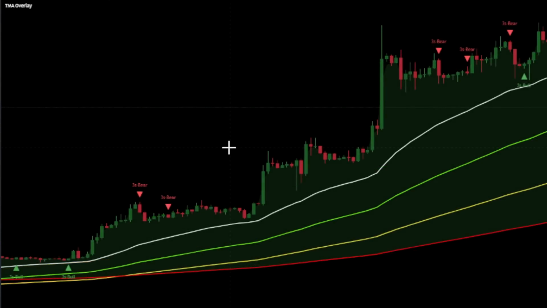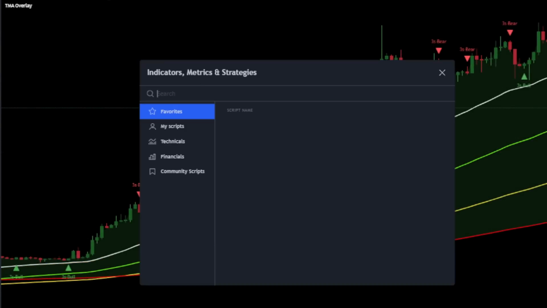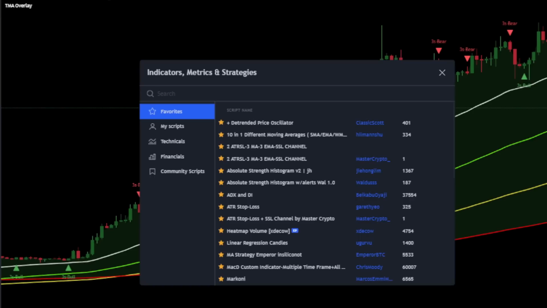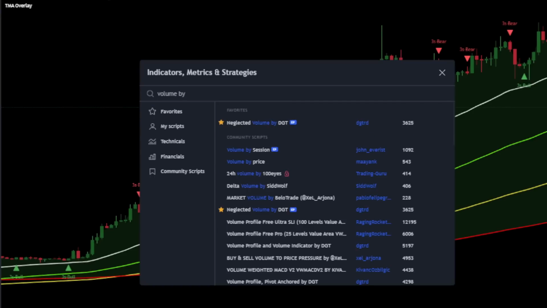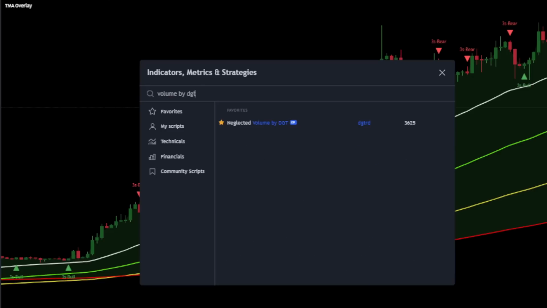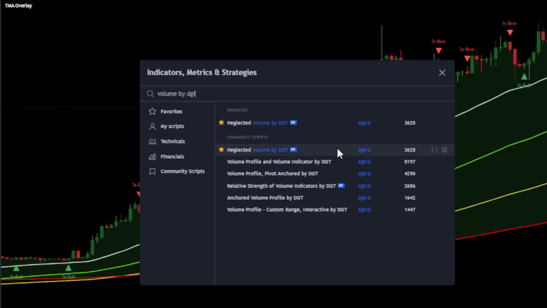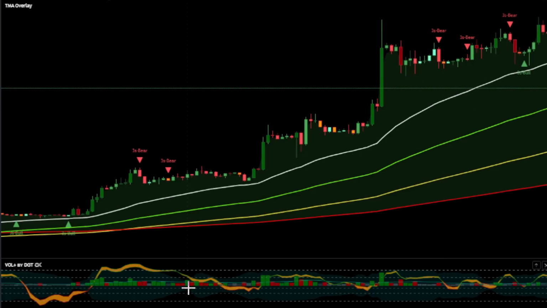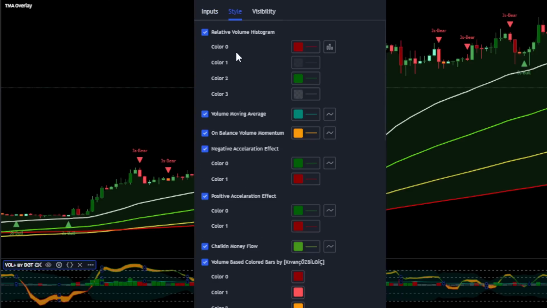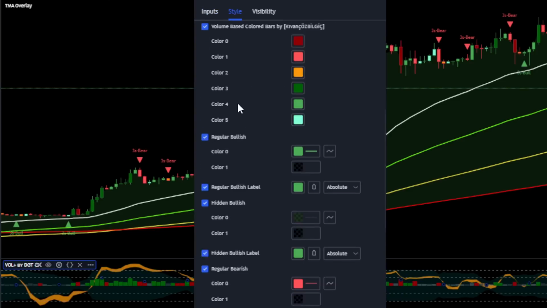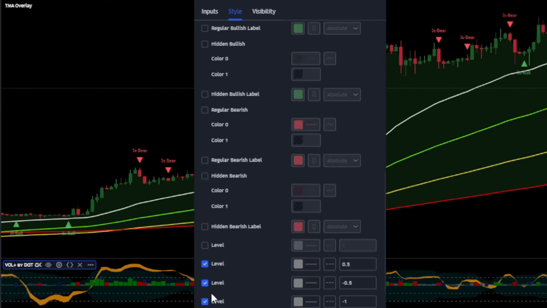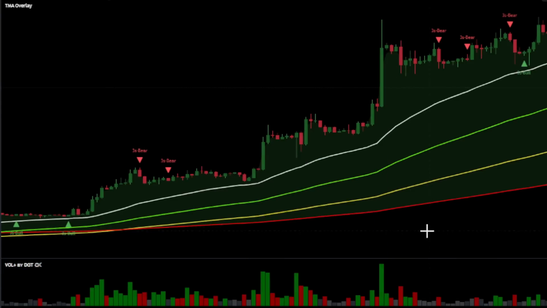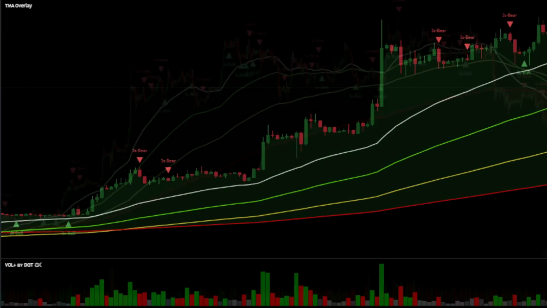Now we are going to add our second indicator that is going to filter some entries for us to make the strategy more precise. This indicator is called Neglected Volume by DGT, created by DGTRD. We see that this indicator does not look very clear, so we are going to modify its style. Let's disable everything except Relative Volume Histogram. Perfect, now we are going to explain how the strategy works.